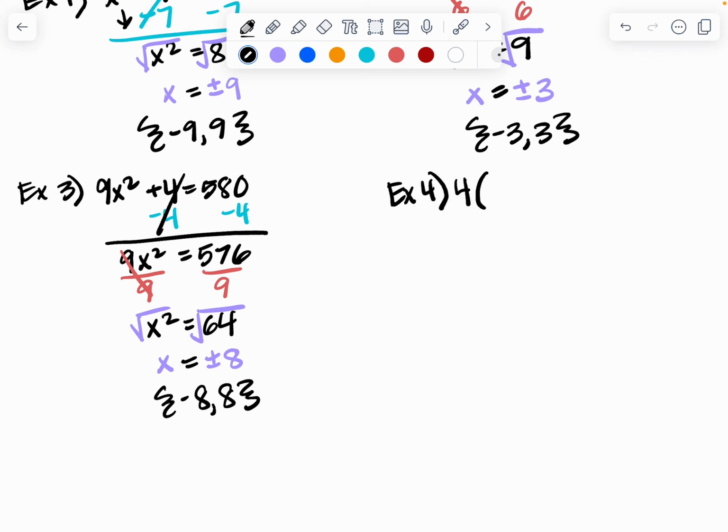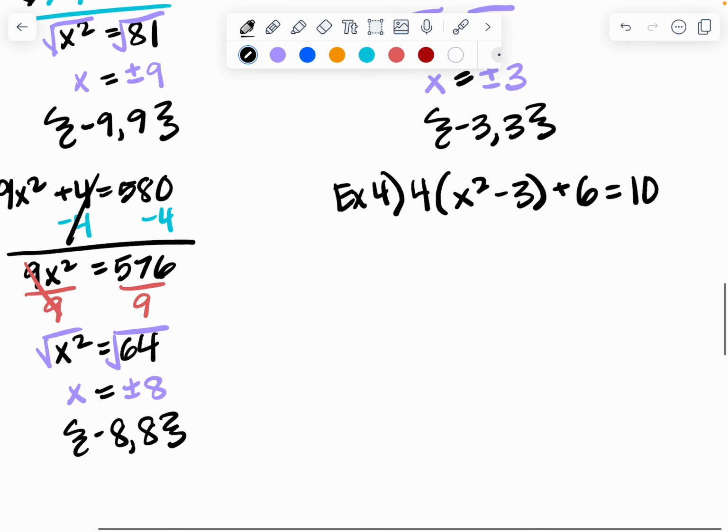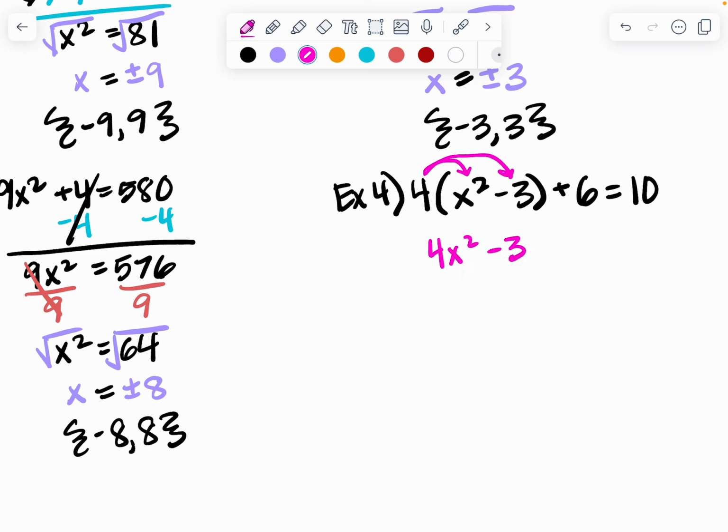Let's look at one where there's parentheses in the equation. If there's parentheses in the equation and the x squared is on the inside of the parentheses, I'm going to distribute first. So let's distribute the 4. Because we're using order of operations, I need to do the parentheses first. So now I have 4x squared minus 3 plus 6 equals 10.